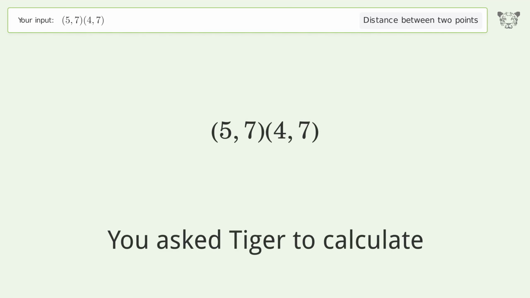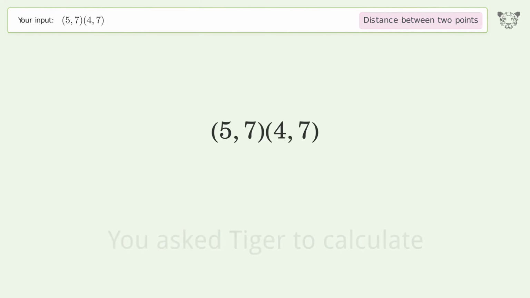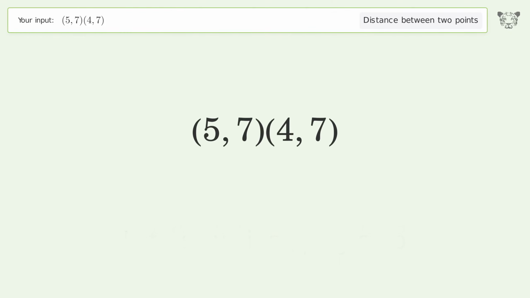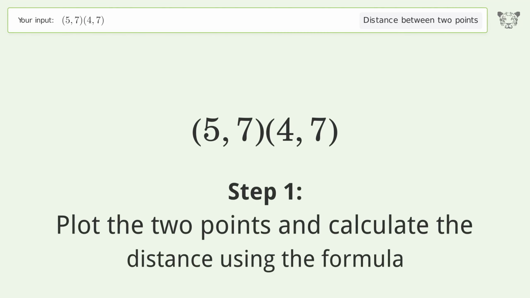You ask Tiger to calculate. This deals with the distance between 2 points. The distance between the 2 points is the square root of 1 or 1. Let's solve it step by step. Plot the 2 points and calculate the distance using the formula.